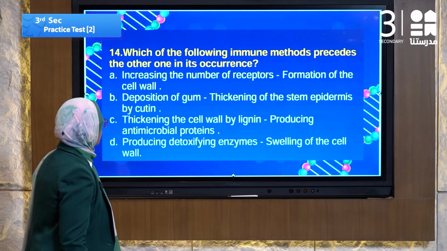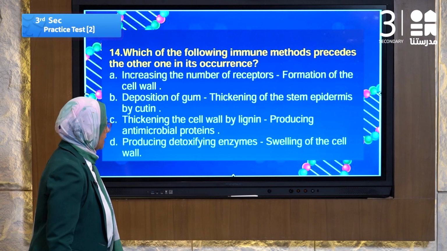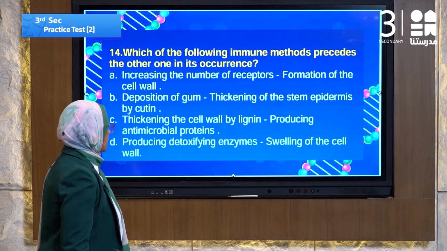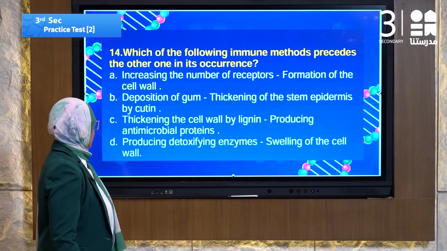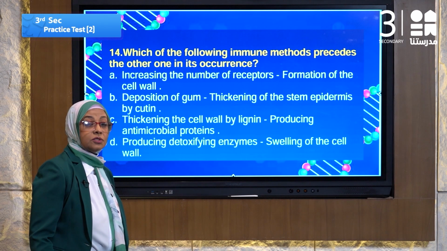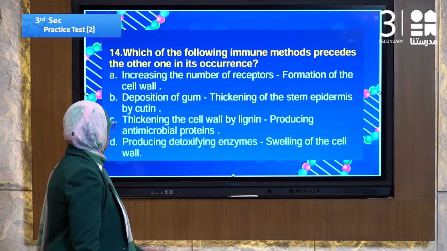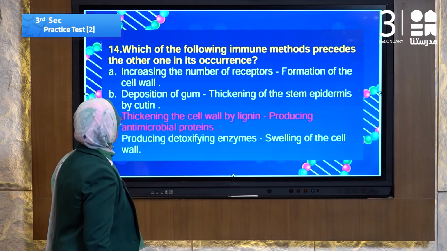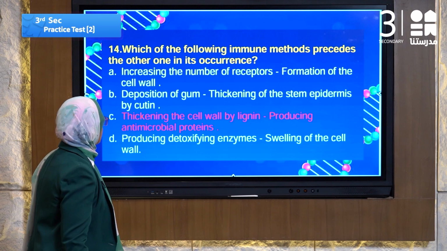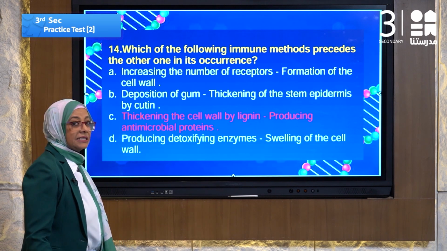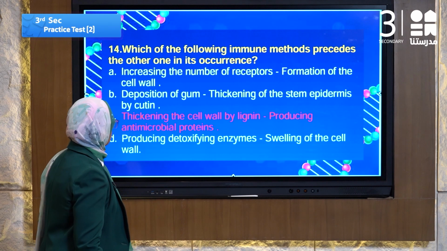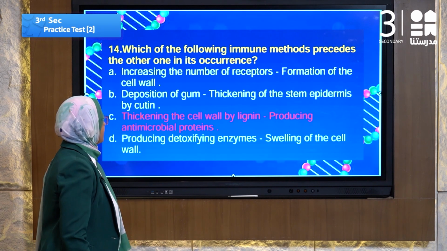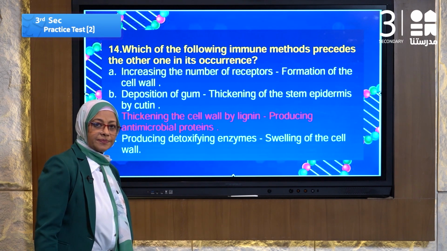Number D, producing detoxifying enzyme, swelling the cell wall. Which of them comes first? The swelling of the cell wall comes first. So the answer must be C. C, thickening the cell wall by lignin, comes first because it happens before producing antimicrobial proteins.